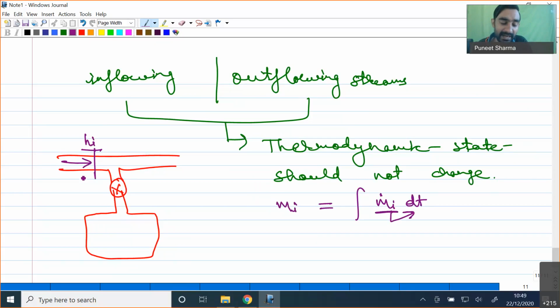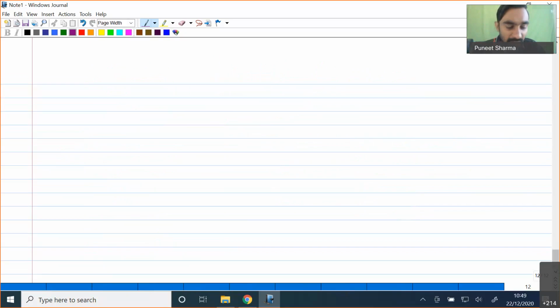So while we are analyzing transient processes, we should not have inflowing and outflowing streams whose thermodynamic state is changing. Their thermodynamic state during the entire process should remain constant. With this topic, I conclude our discussion of first law of thermodynamics for both closed as well as open systems. For closed systems, I have already given you 2 assignments. Related to first law for open systems, I'll soon be uploading one assignment, where you can practice problems related to these concepts.